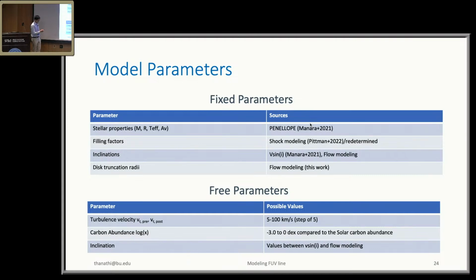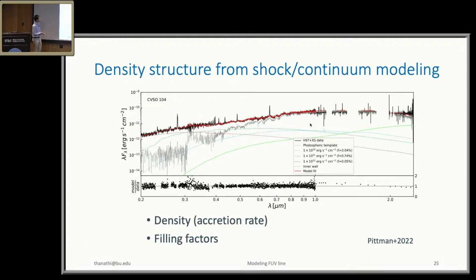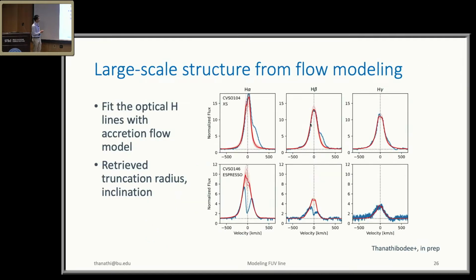And we fix a lot of things. We fix stellar parameters, filling factor, inclination. We fix the truncation radii by fitting separately. And so in this model, we only vary turbulence and abundance. And I mean, inclination can be varied a little bit, but not by a lot, to try to see if we fix everything, can we fit it, anything at all? So density and filling factors from Chalk modeling, truncation radius from fitting the Balmer lines here.